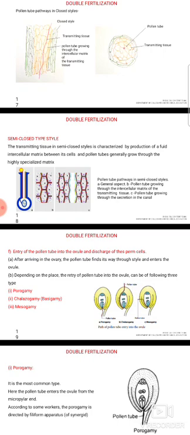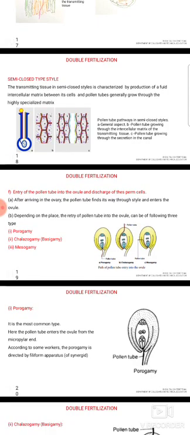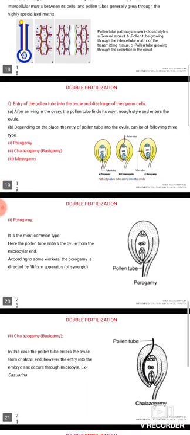After arriving in the ovary, the pollen tube finds its way through the style and enters the ovule. Depending on the place of entry, the pollen tube in the ovule can be of three types: porogamy, mesogamy, and chalazogamy. Porogamy is the most common type. Here the pollen tube enters the ovule through the micropyle. According to some workers, porogamy is directed by the filiform apparatus.